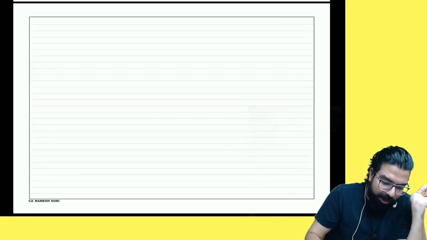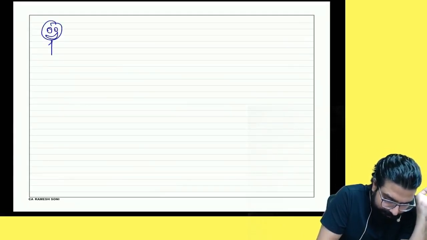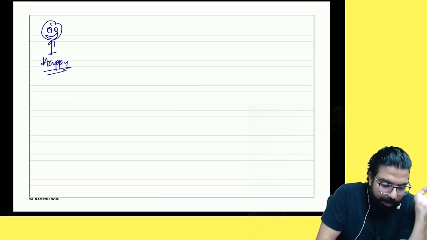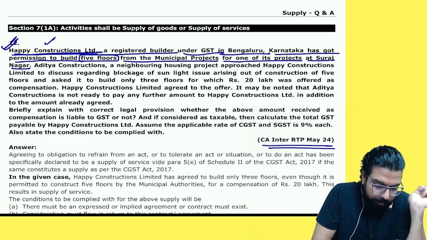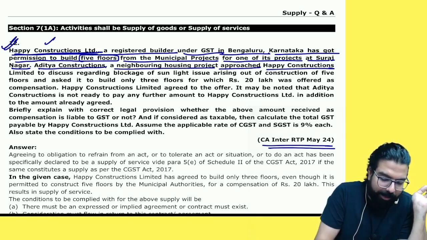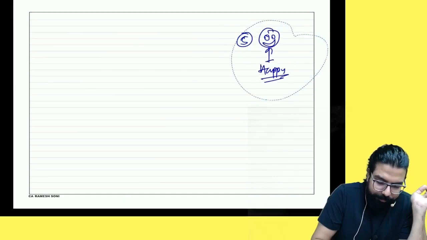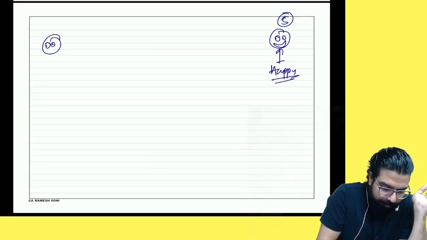Happy Construction. Chalo, we'll draw Happy. Happy Construction can build how many floors? Then Aditya Construction, a neighboring housing project, approached Happy Construction. Who approached everyone? Okay, let's draw Aditya. How to draw Aditya? We'll write on his head A. He is Aditya.